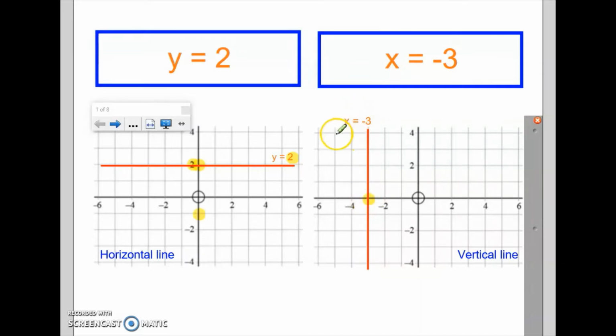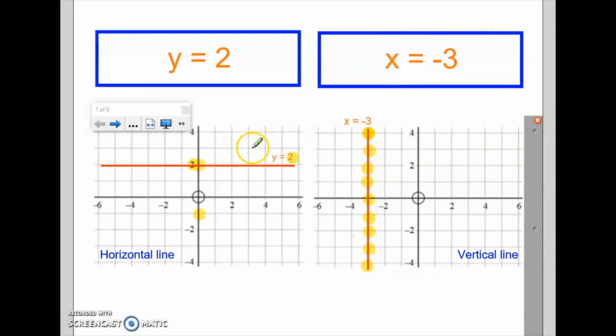So this time we are dealing with a vertical line. Whatever the value equals to x, then that is where it should cut the x-axis. Because if we pick any point on this line, any of these coordinates, the x-coordinate is always -3, which is why we end up with a vertical line.